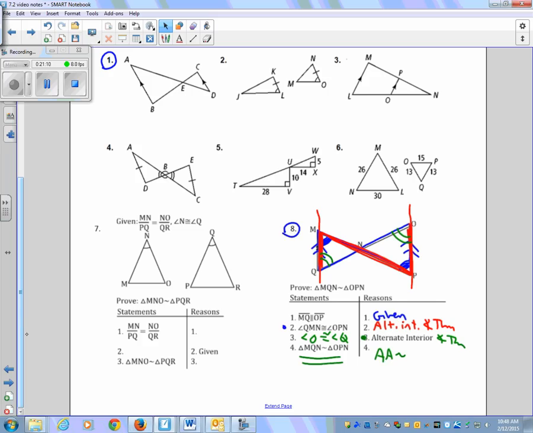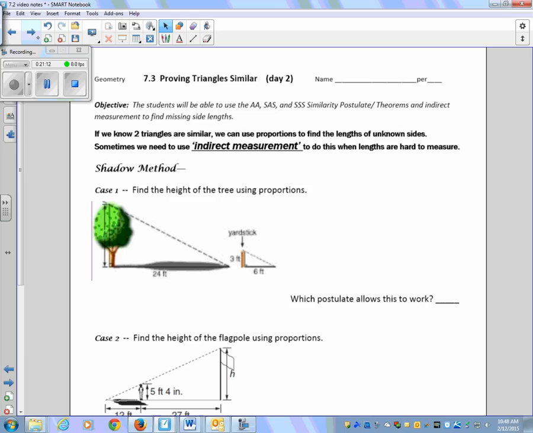Okay, I'm going to move into day 2 now, right at the 21-minute mark. So, proving triangles similar using indirect measurement. This is going to be day 2. If you're watching this for the first time, you can just finish day 1, and now hopefully you've fast forwarded to day 2 if you are on the second day of this lesson.